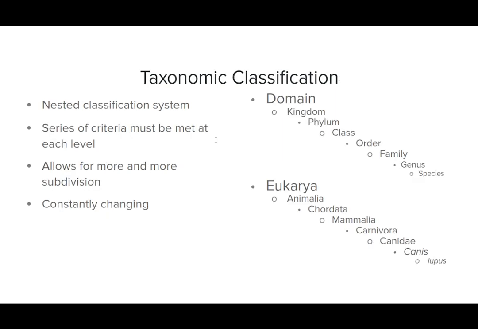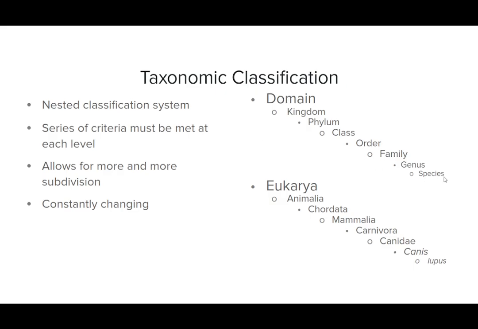Now, taxonomic classification. This is how we organize life. We organize it from domain, right here, all the way down to species, right here. This is an example. Eukarya, domain. Animals, kingdom. Chordata, phylum, and all of that keeps on going.